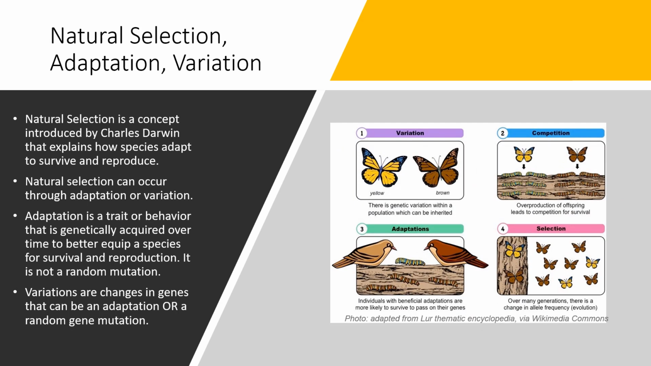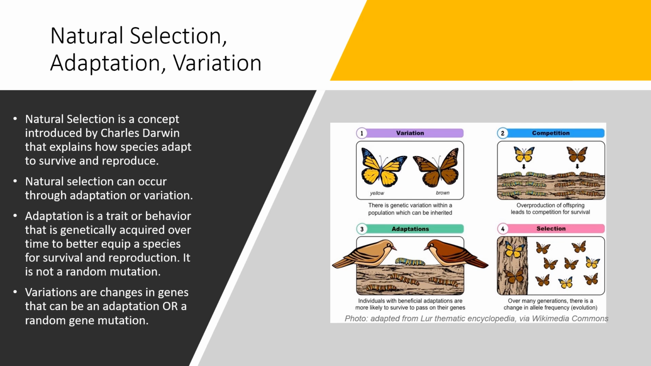You might be asking yourself, what is natural selection, adaptation, and variation? Well, natural selection is a concept introduced by Charles Darwin that explains how species adapt to survive and reproduce over a long period of time. You've probably heard of this as survival of the fittest. Natural selection can occur through adaptation or variation.